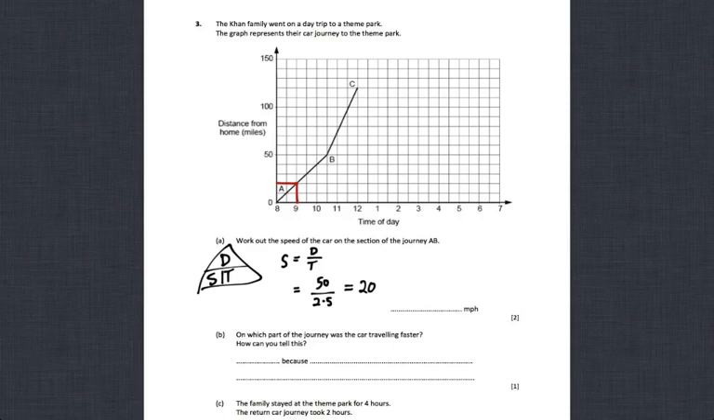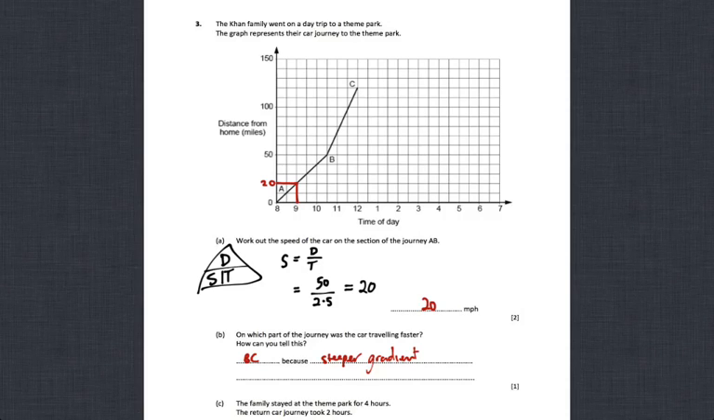Another way to look at it is to look at the graph, how far has he gone in 1 hour. Using the red line I've drawn, in 1 hour he's gone 20 miles, so 20 miles per hour would be the answer. Okay, on which part of the journey was the car travelling faster? And it's from B to C. The reason is because it has a steeper gradient here.